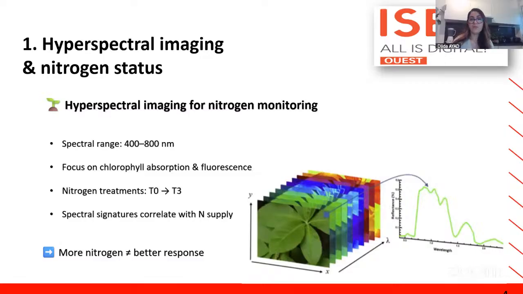I start with the first approach, hyperspectral imaging, analyzing leaf reflectance across more than 100 wavelengths between 400 and 800 nanometers, allowing the estimation of chlorophyll content and the identification of spectral signatures related to plant nitrogen status. The acquisitions are performed under white light and UV excitation, the latter enabling the analysis of chlorophyll fluorescence, especially the red to infrared ratio. It's the key indicator of nitrogen status. So, as we know, everyone, more nitrogen is not better for our plants.